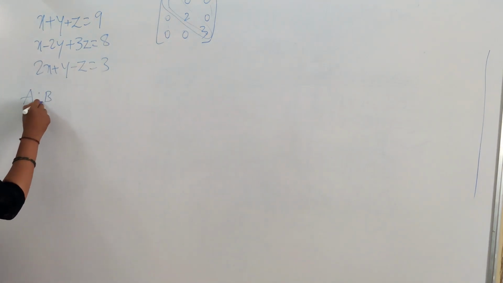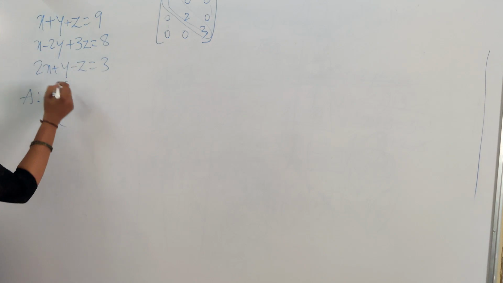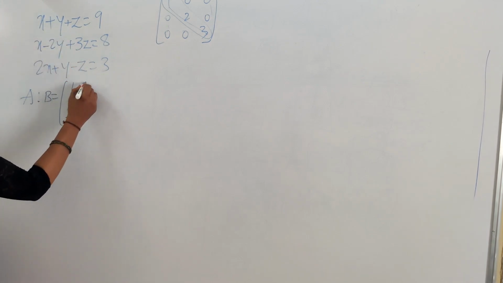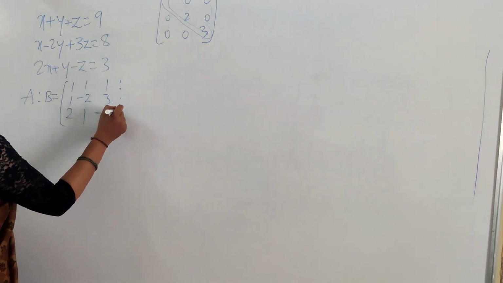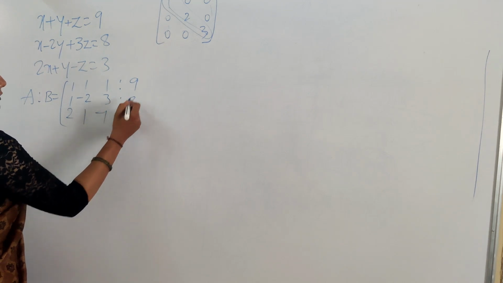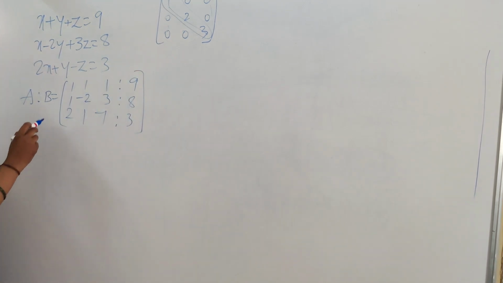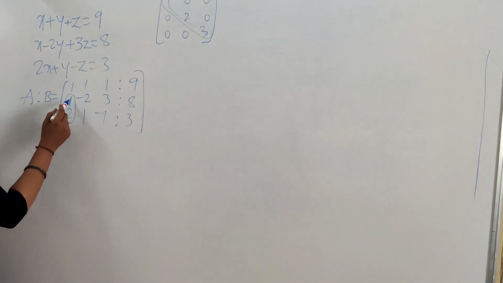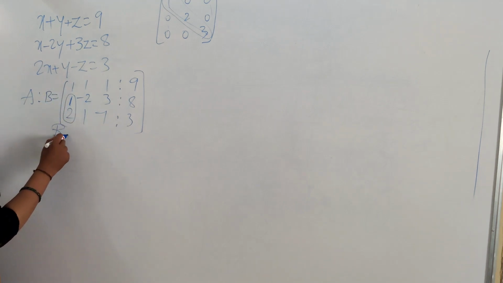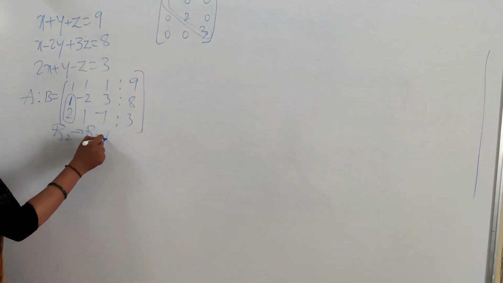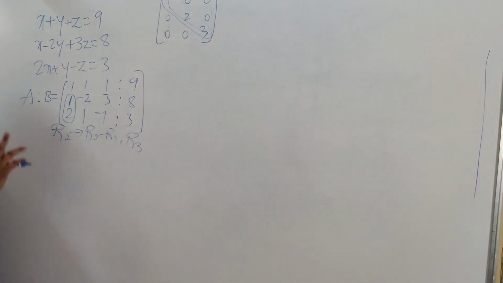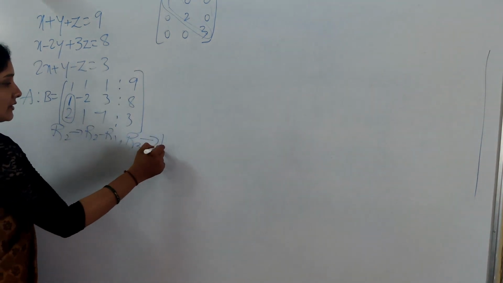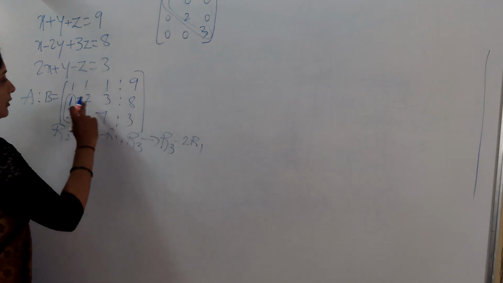So, what is that? Let me write the coefficients 1, 1, 2, and then 1, minus 2, 1. Next, 1, 3, minus 1, and 9, 8, 3. Okay. So, first, let me make these two zeros. How to make this 0? Directly 1 minus 1, so R2 is R2 minus R1. Next, for R3, you have to multiply by 2. Therefore, R3 is R3 minus 2 R1.